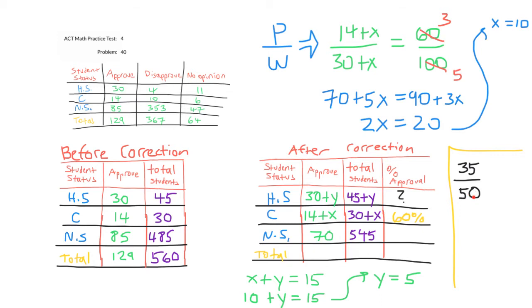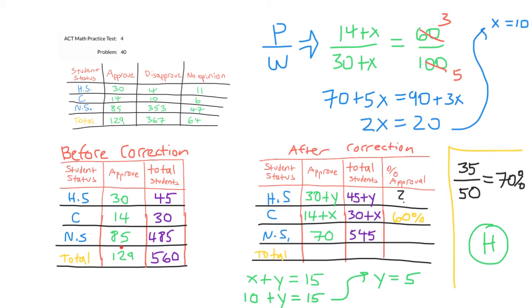You could also realize that, in order to turn this denominator into 100, all I have to do is multiply it by 2. And of course, I have to do it to the top as well. And then I would have 70 over 100, and that is 70%. So I'm just going to write 70%. Now, that is the answer, and that is H.